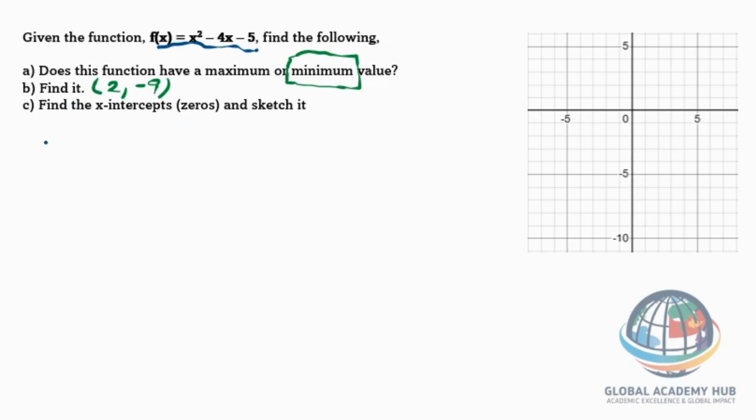What we're going to do is we're going to say x squared minus 4x minus 5 is equal to 0. Why are we doing that? Because when f of x, this function, is equal to 0, that's the point where the line, the parabola, crosses the x-axis. In this case, it's going to be 2 points. We're going to use factorization to solve this. So we're going to look at something like this.